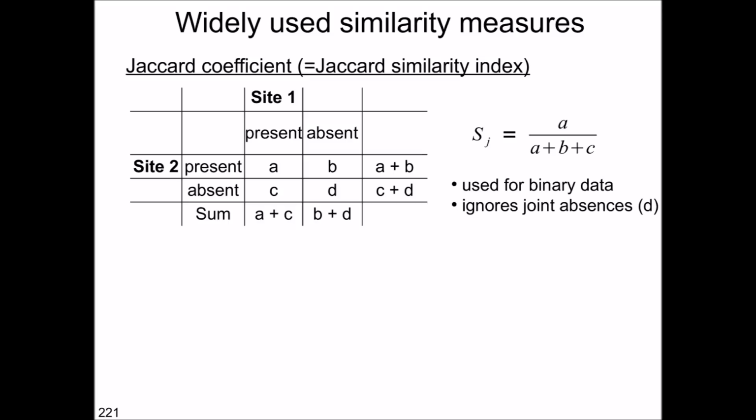Both the Jaccard coefficient and the simple matching coefficient nevertheless range from 0 to 1, and you can easily calculate the dissimilarity, the Jaccard dissimilarity, by 1 minus the Jaccard similarity.